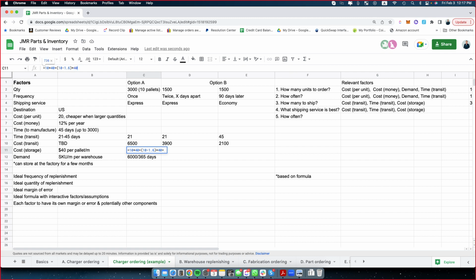Then it's going to be 10 minus 3.2. Obviously, there's a better way to make this formula, but what I'm trying to say is this is how we'll calculate how much we'll pay per storage in this case. And then in this case, it's going to be a cheaper storage.